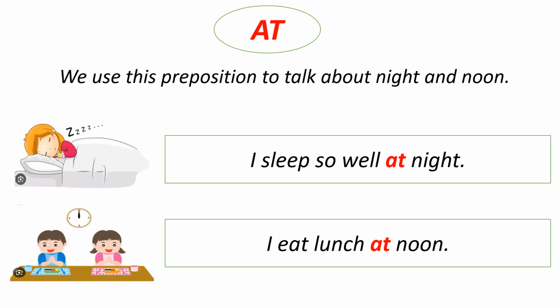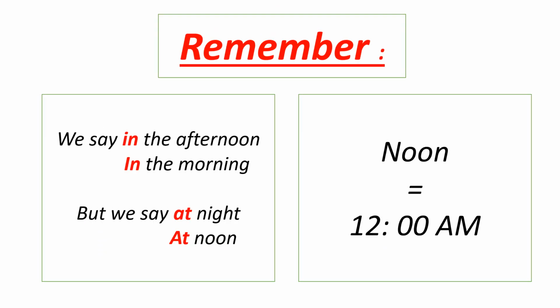We use at also to talk about the two words night and noon. For example, I sleep so well at night. The second example is I have lunch at noon. So if there is night and noon, we use the preposition at. Remember, we say in the morning, in the afternoon, but we say at night, at noon.